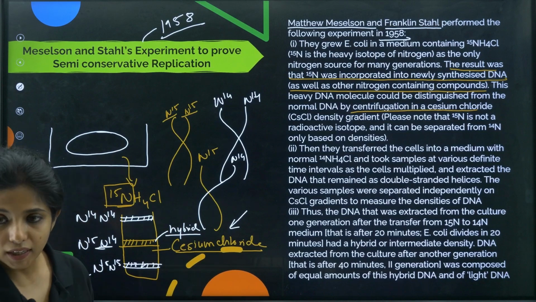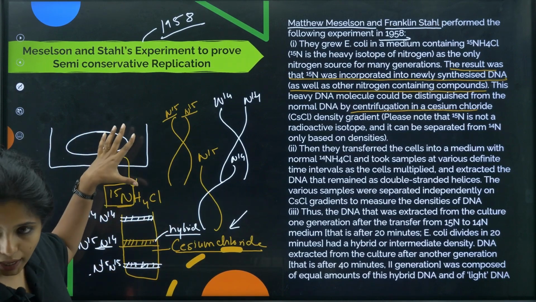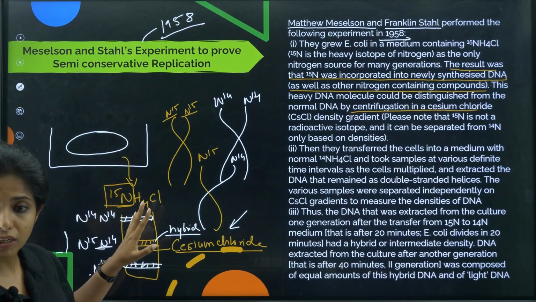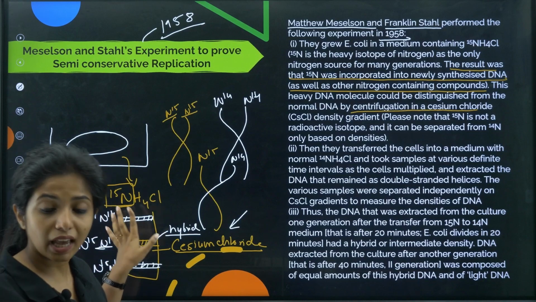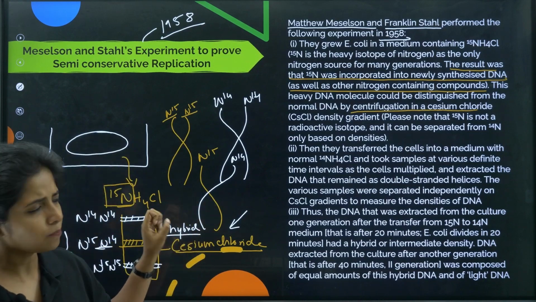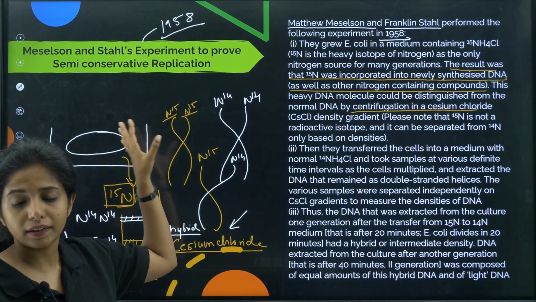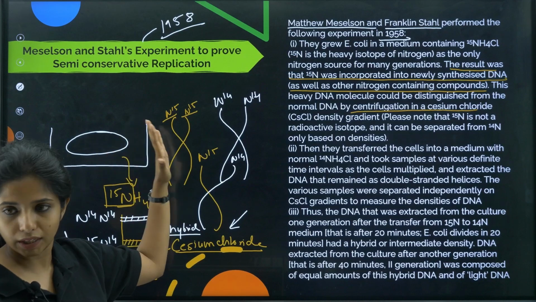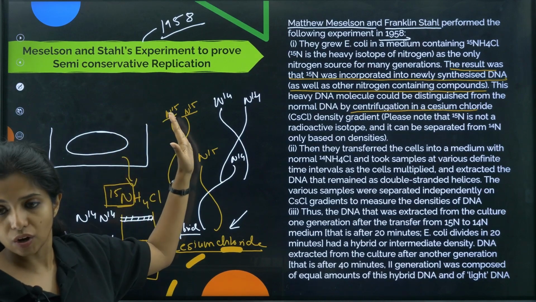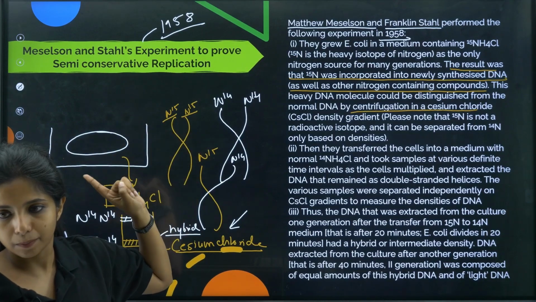Okay, so what he did was he grew E. coli in a medium containing NH4Cl, where N was the heavy isotope, that is N15. He found that the DNA had incorporated N15. He did it so many times that the DNA now had both strands of N15.